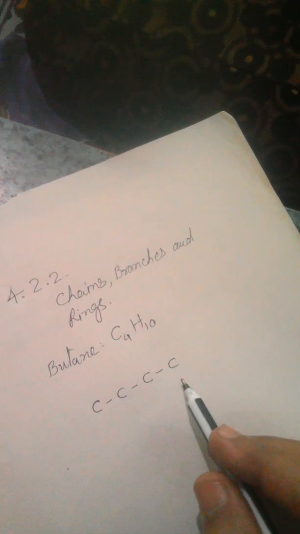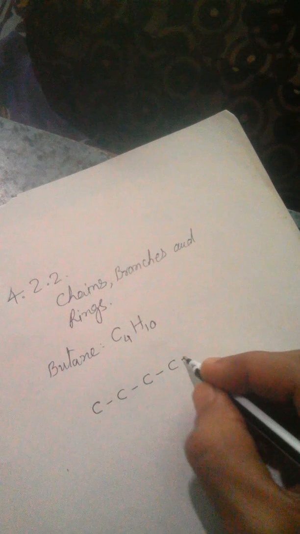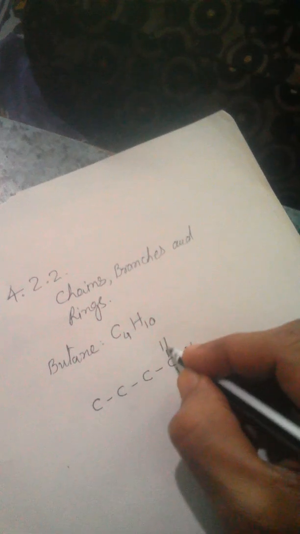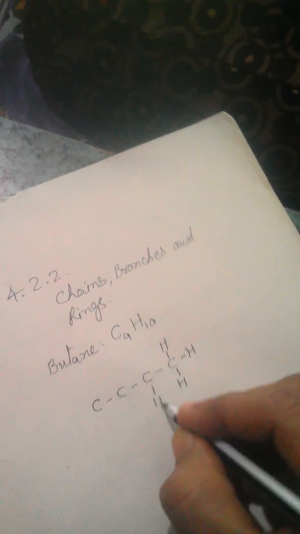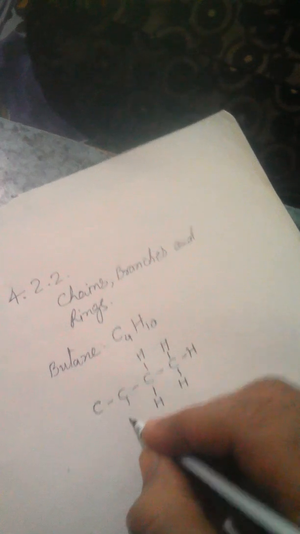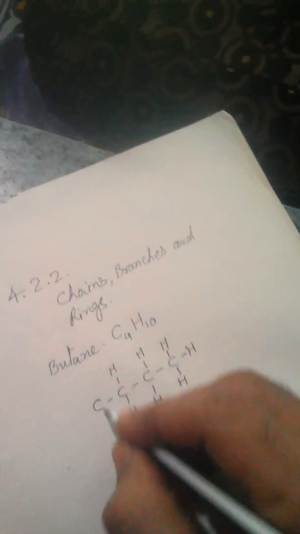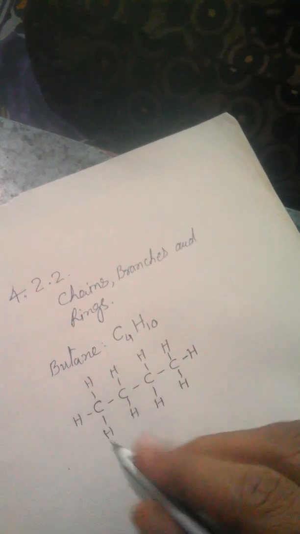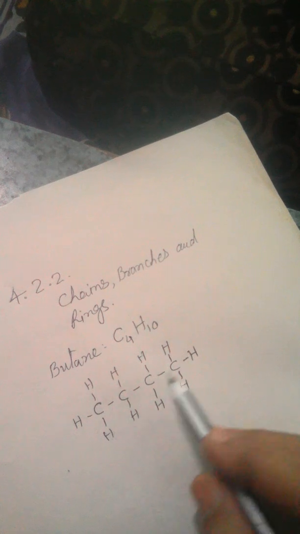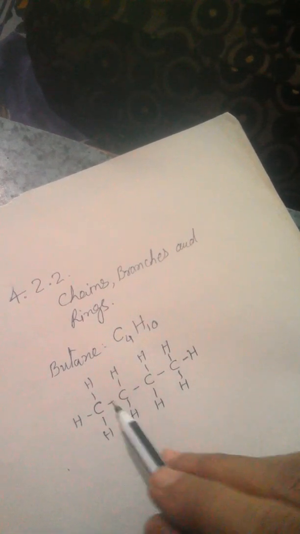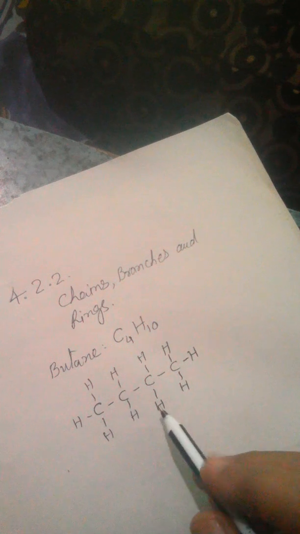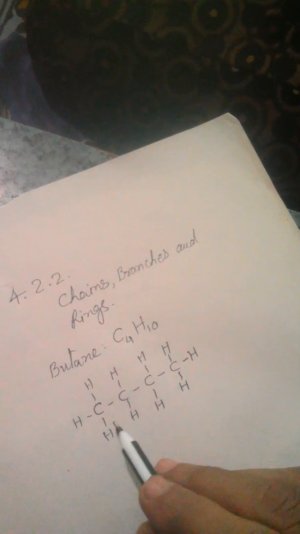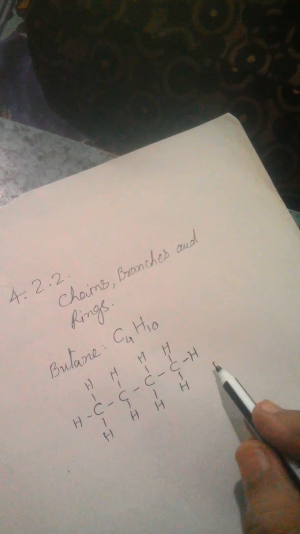Now, in order to satisfy the valency, 10 hydrogen atoms are arranged in this manner. You can see here that the tetravalency of each carbon is satisfied by a single bond. So, this structure is a saturated hydrocarbon, which is unbranched. A long chain is seen.